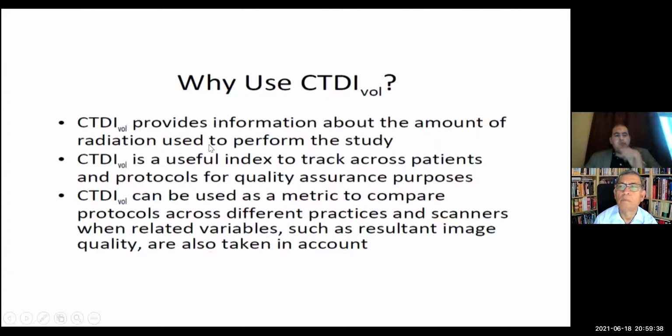Okay, so now CTDI volume provides information about the amount of radiation used to perform the study. CTDI volume is used as an index to track across patients and protocols for quality assurance purposes. CTDI volume can be used as a metric to compare protocols. As I said to you before, we can compare different protocols for those optimization techniques, okay, and check the image quality after that.